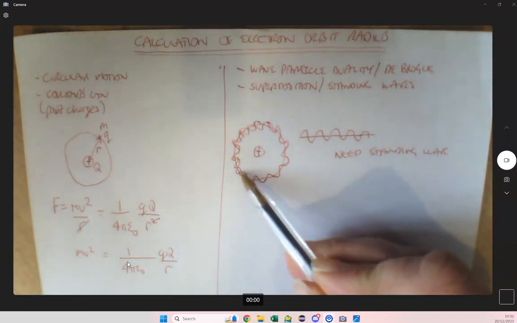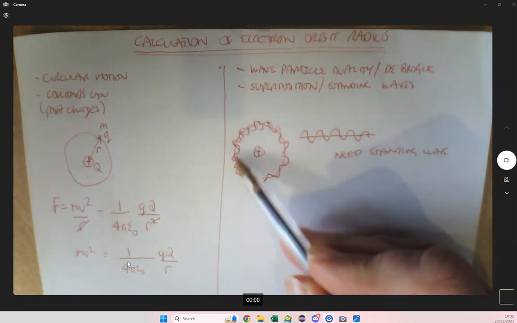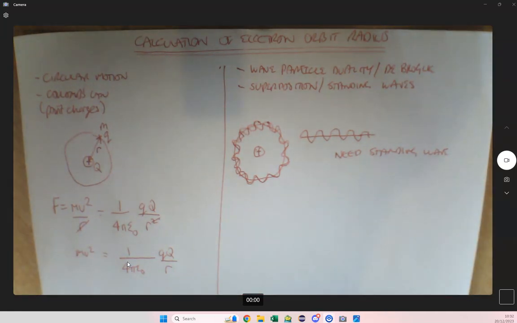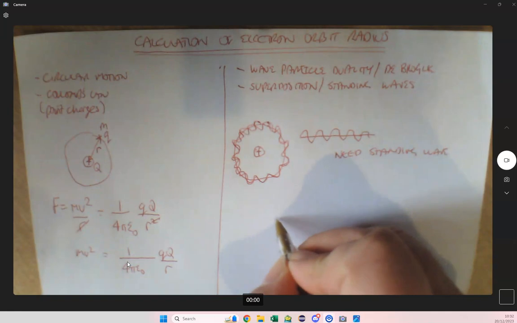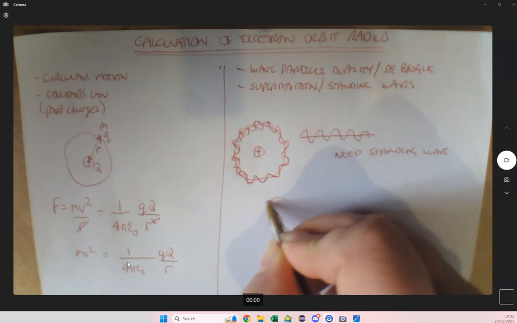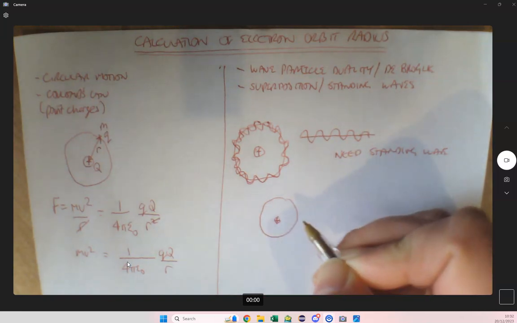Right? And we need to have a standing wave running all the way around in this orbit that exists and is stable. So there are a few ways I can make that happen. First of all, if we look at it, again what I'm going to have now is there's my nucleus, and around there's my electron, whizzing around in its orbit.